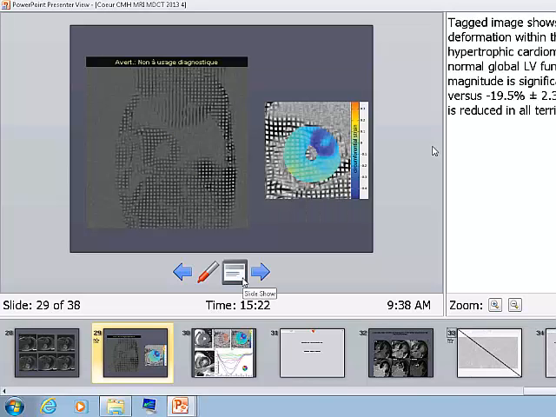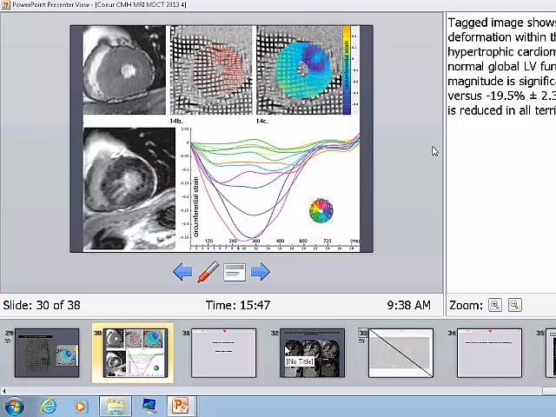This is an example also where you can see how precisely you can describe the wall motion abnormality, where the squares are not moving in this left ventricular hypertrophy, while in the lateral wall there is strong deformation, and you can quantify this, obtaining information on circumferential strain. So this tag image shows total lack of motion and grid deformation within the thickness of the septum. And here you can see that there is diastolic strain reduced in all territories.